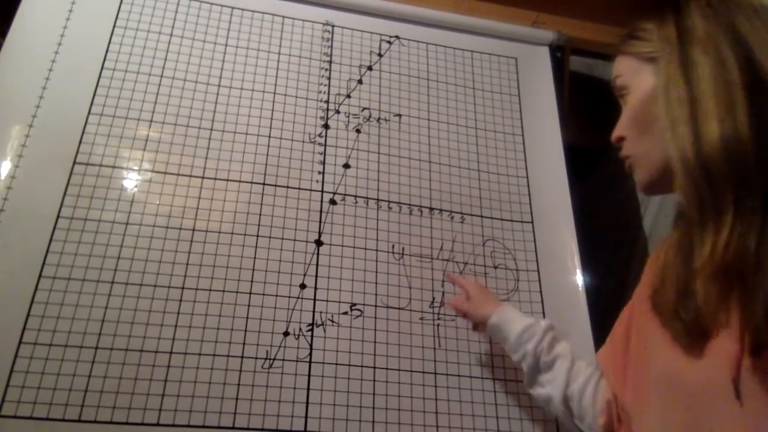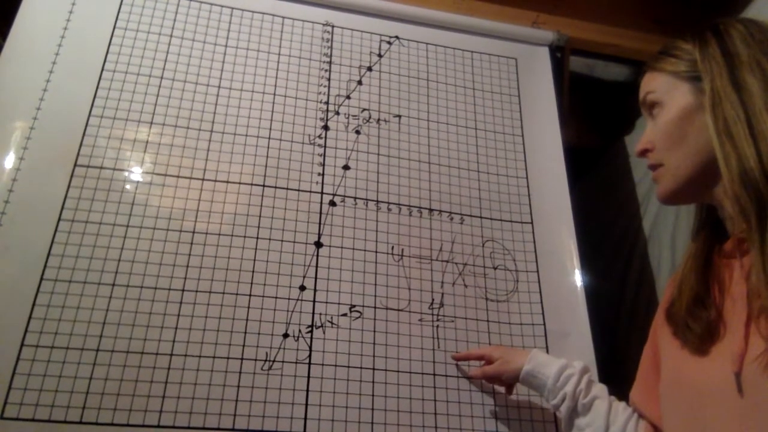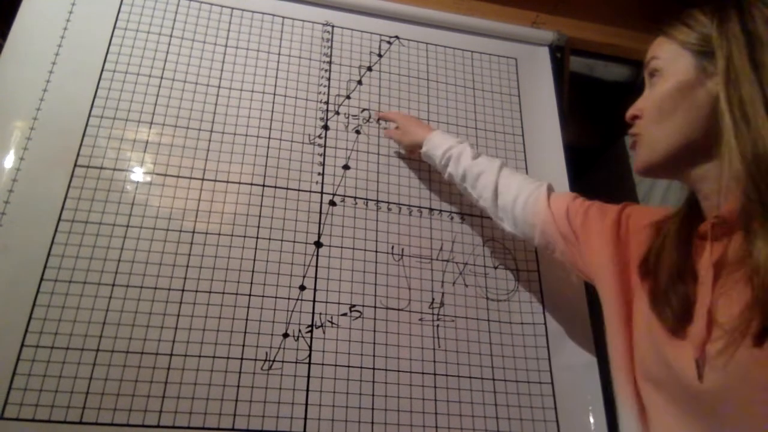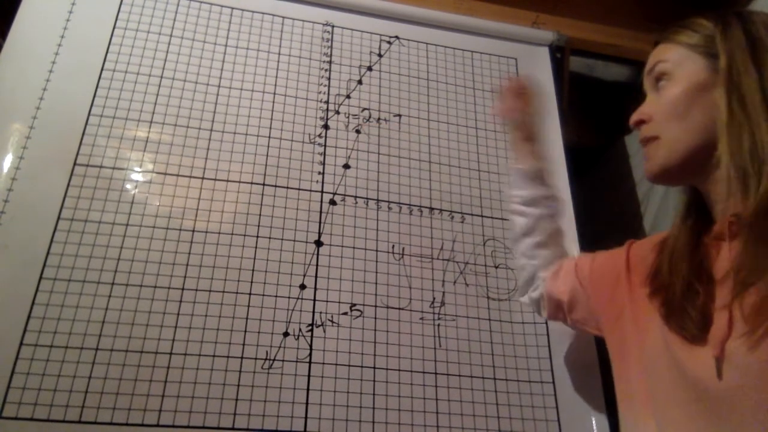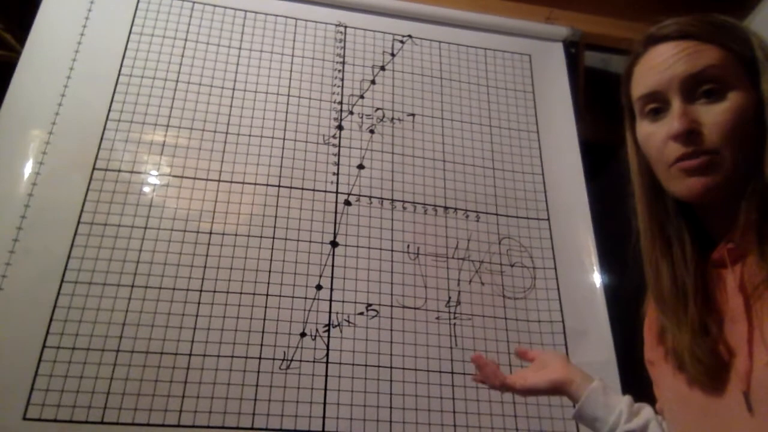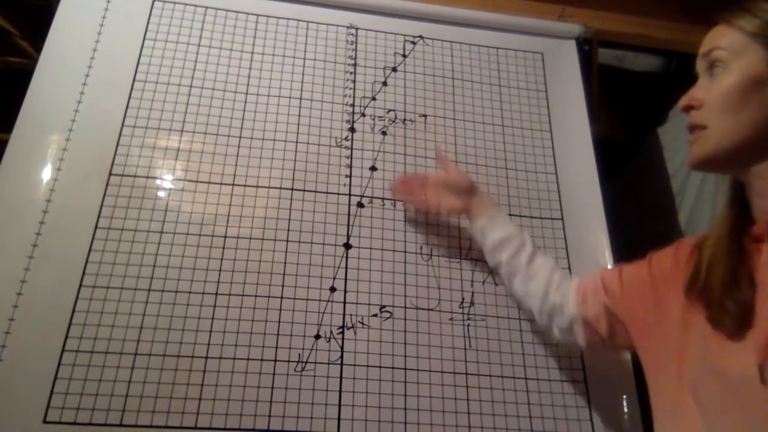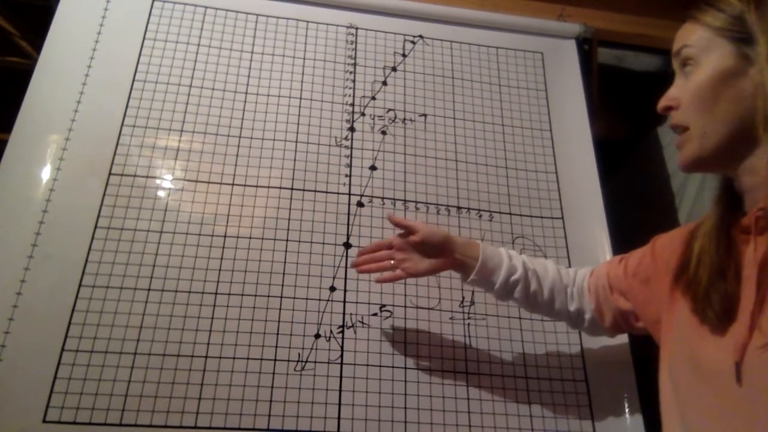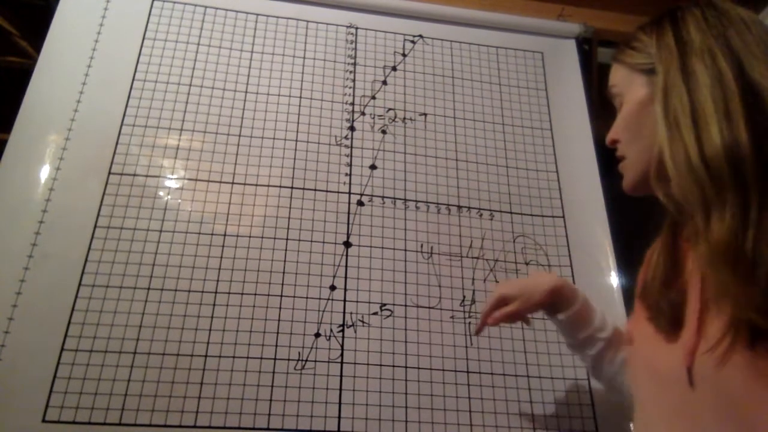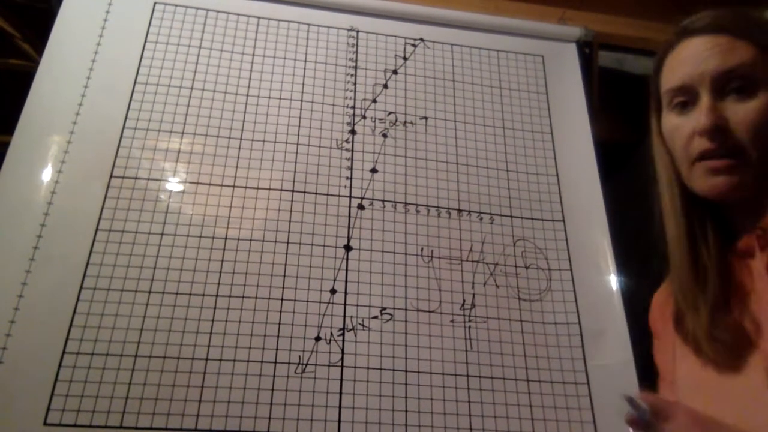4 over 1 is a higher slope than 2 over 1, right? So sometimes we're going to ask you questions like, which line has a greater slope? So you can either visually look at them to see which one is steeper, okay? You can do the little staircase like I did, or you can just look at the number that's in front of the x.